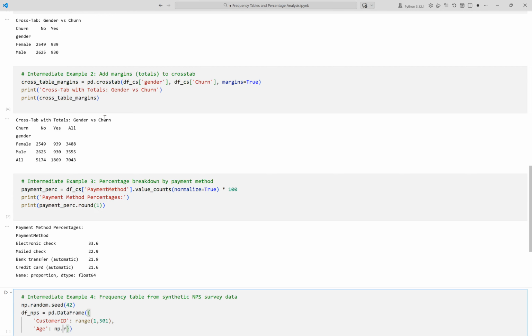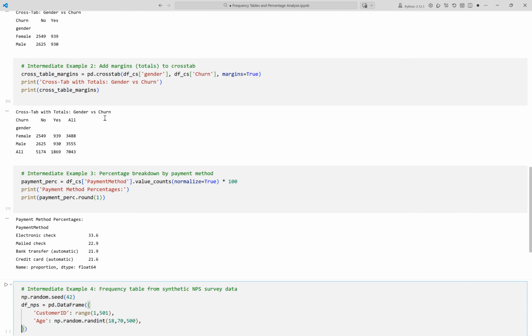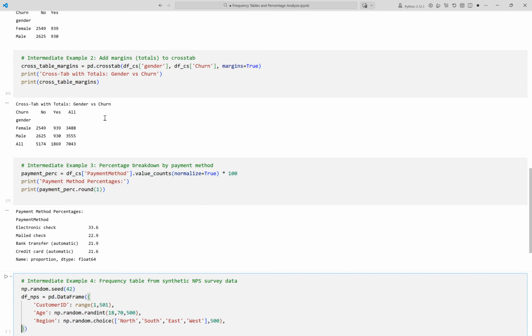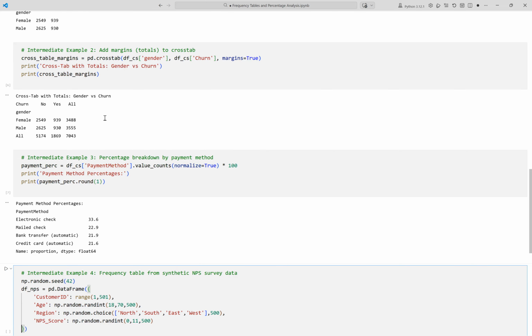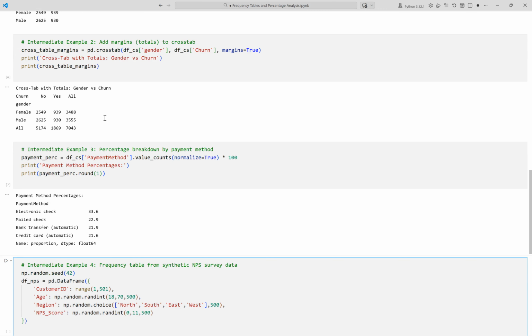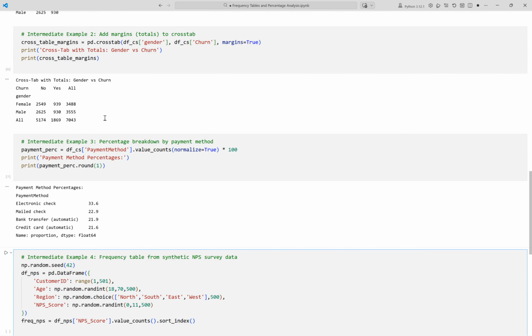Each customer is assigned a random age. We assign each customer a region randomly. We assign each customer a score from 0 to 10. We count how often each NPS score appears in the data. We print this frequency to show where most responses cluster.